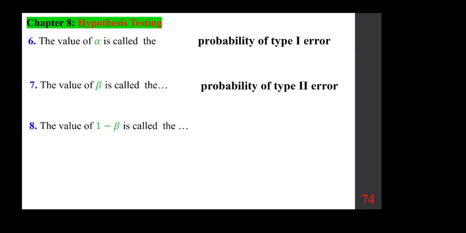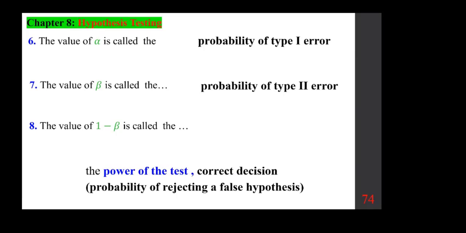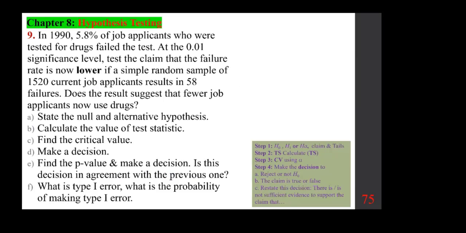1 minus beta is called the power of the test, when we make the correct decision, the probability of rejecting a false hypothesis. All right, let's look at some examples. In 1990, 5.8% of job applicants who were tested for drugs failed the test. At the 0.01 significance level, a statistician claimed that the failure rate is now lower, if a simple random sample of 1,520 current job applicants results in 58 failures. Does the result suggest that fewer job applicants now use drugs?